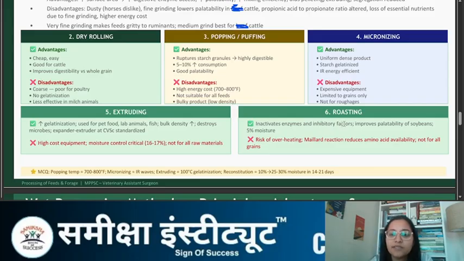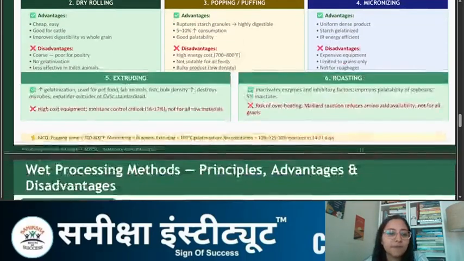Then roasting. Moisture content becomes very low, 5%, so storage conditions and storage quality are also improved. It also inactivates enzymes and inhibitory factors, and improves the palatability of soybean as well. But there is a risk of overheating, and a Maillard type reaction will also occur.